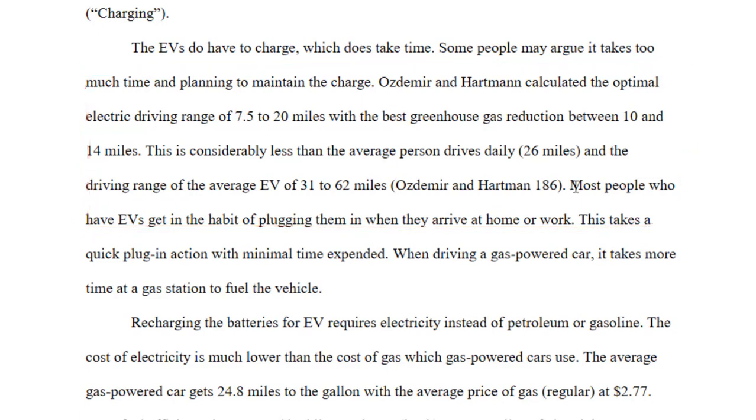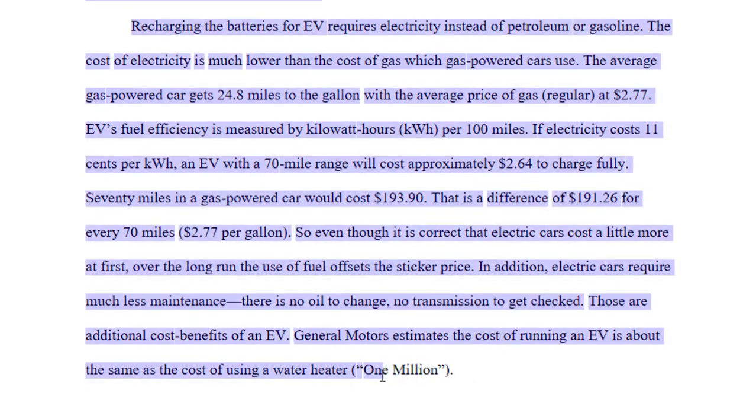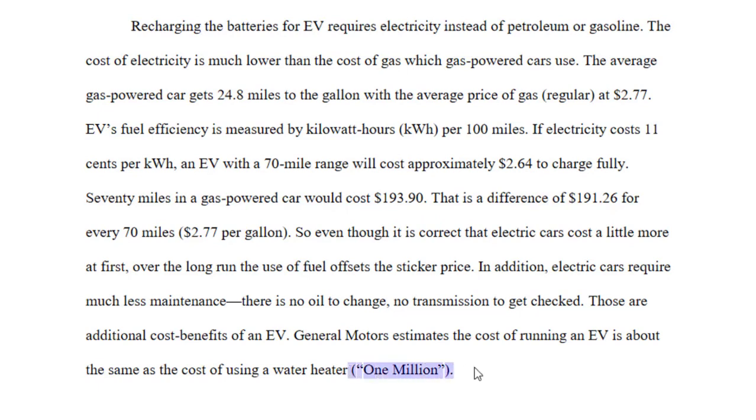The rest of the paragraph is going to be more general, and so they're moving away from the specific stuff like how many miles, what's the range, and drawing some conclusions themselves. And if we look down at the next paragraph, "Recharging the batteries for EV requires electricity instead of petroleum or gasoline." We have lots of data: $2.77, 70-mile range, 2,064 cents. We only have one internal citation, so I should expect that all of that data is coming from this one source.